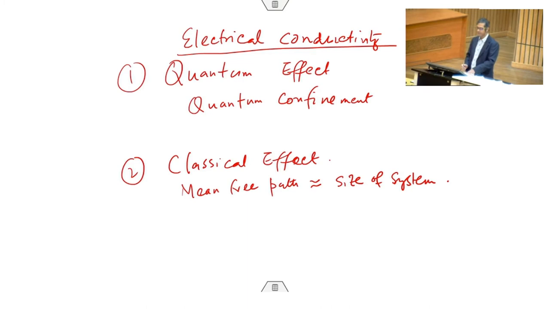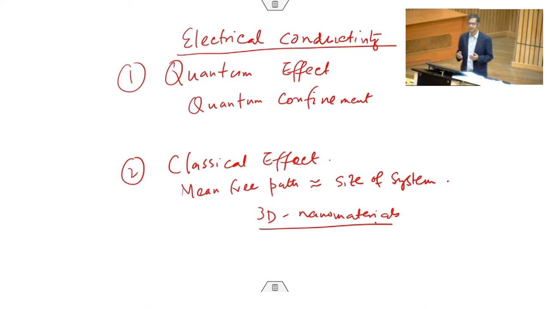Now in 3D nanomaterials, where all three spatial dimensions are more than 100 nanometers, think of a 3D nanomaterial, what happens? All three spatial dimensions are above the nanometric range, that is, more than 100 nanometers. So therefore, these effects will not make any significant difference to the electrical conductivity, right? And that way you can even ignore these effects.